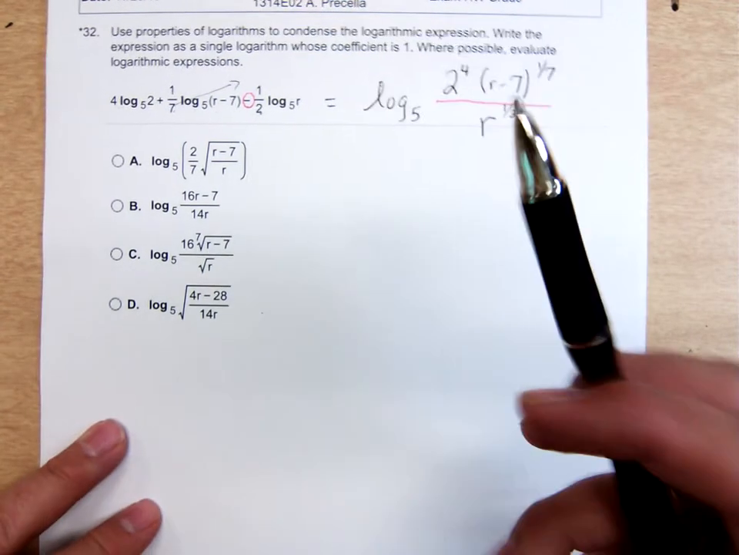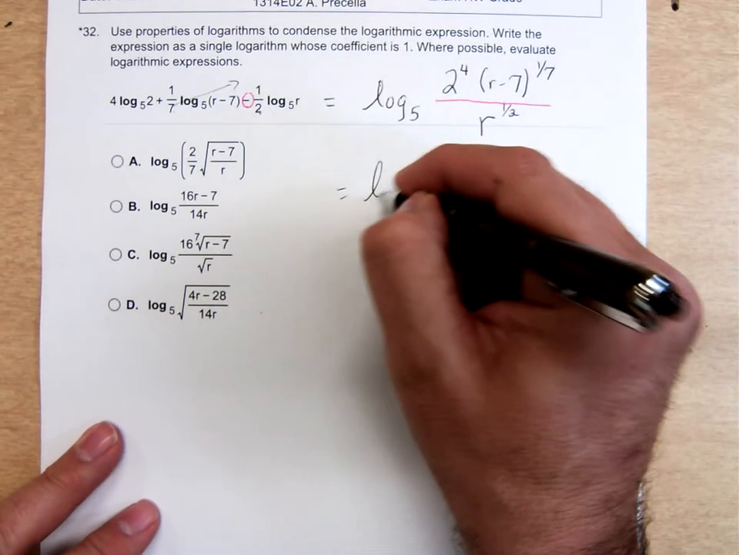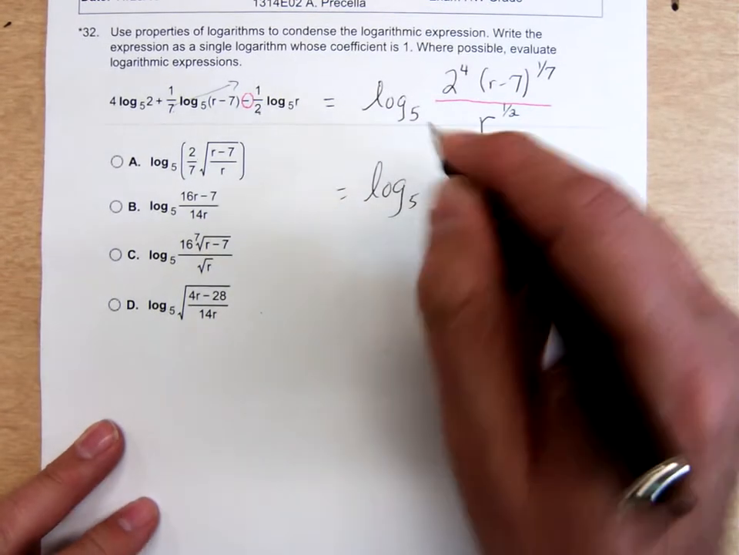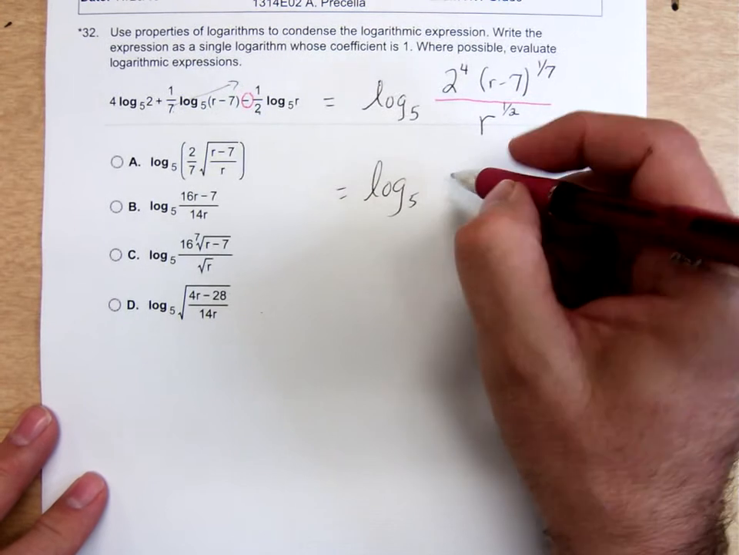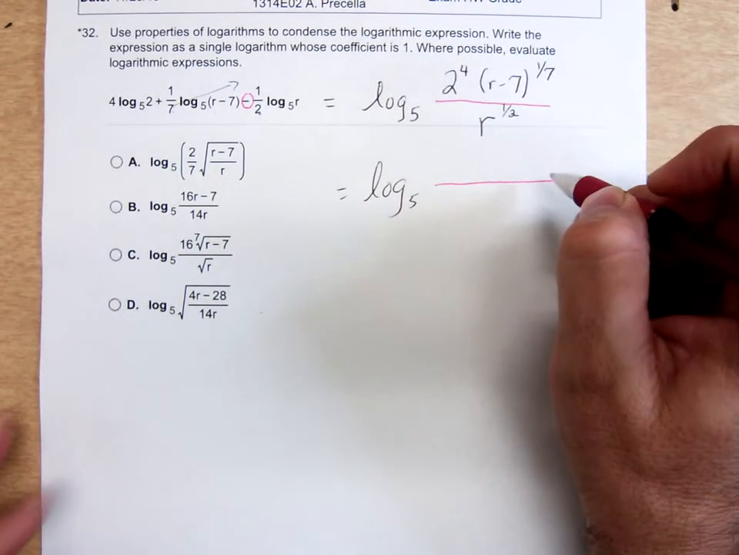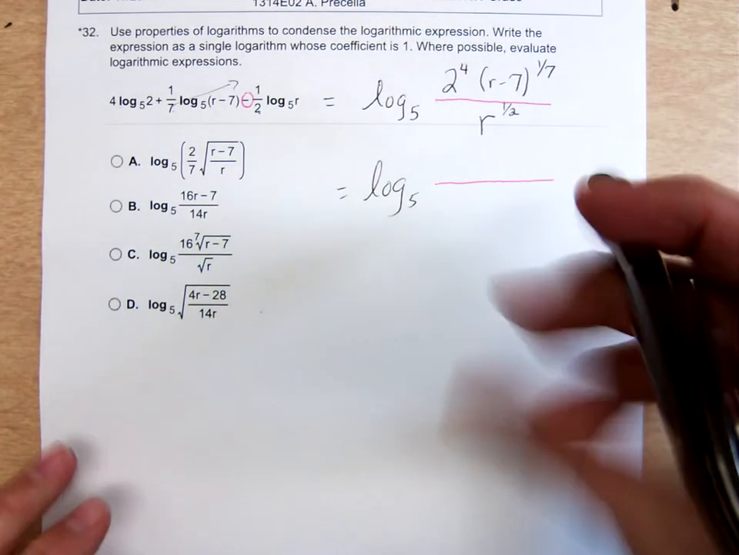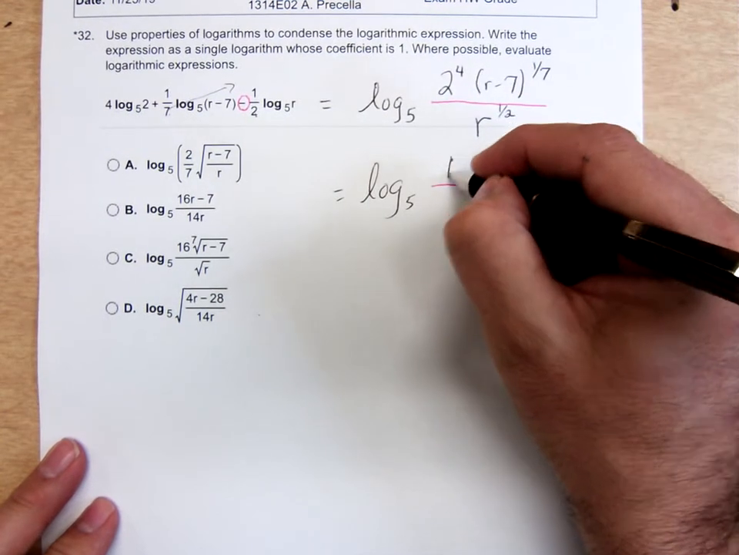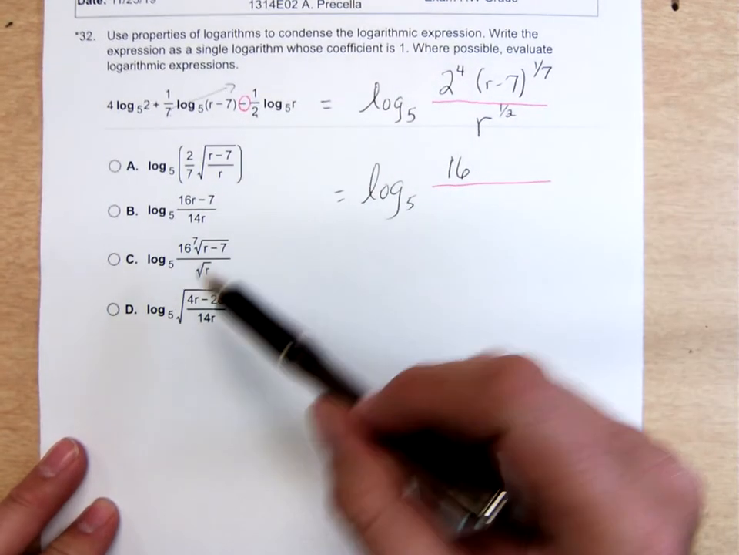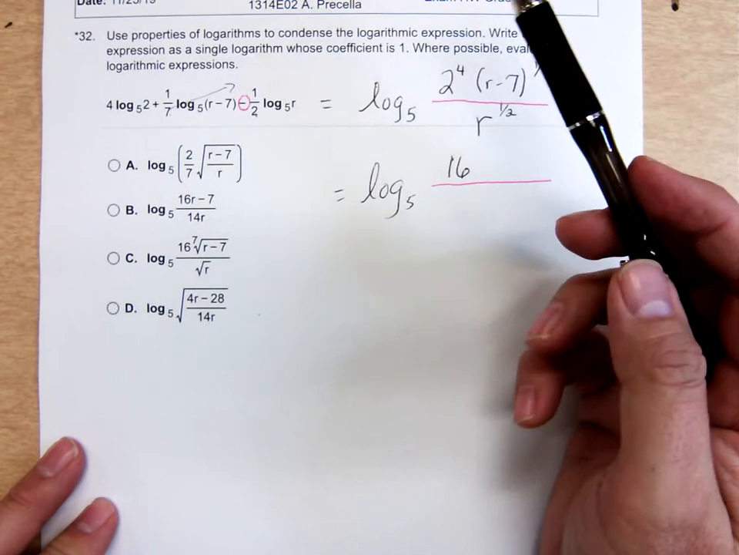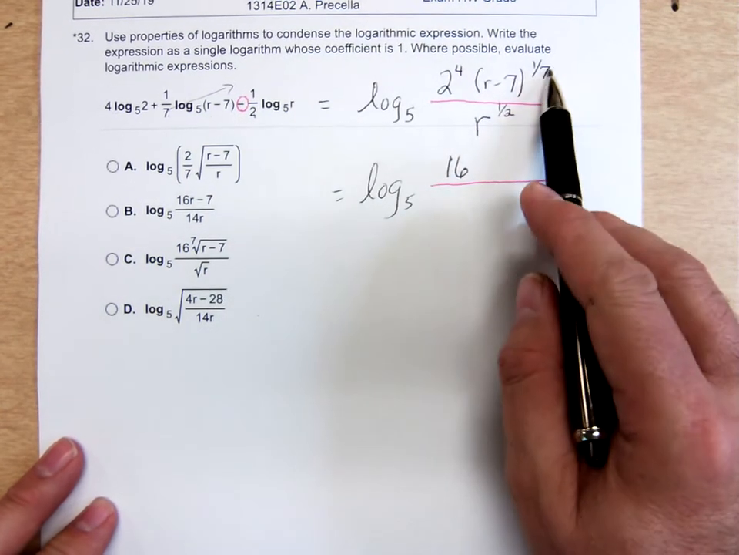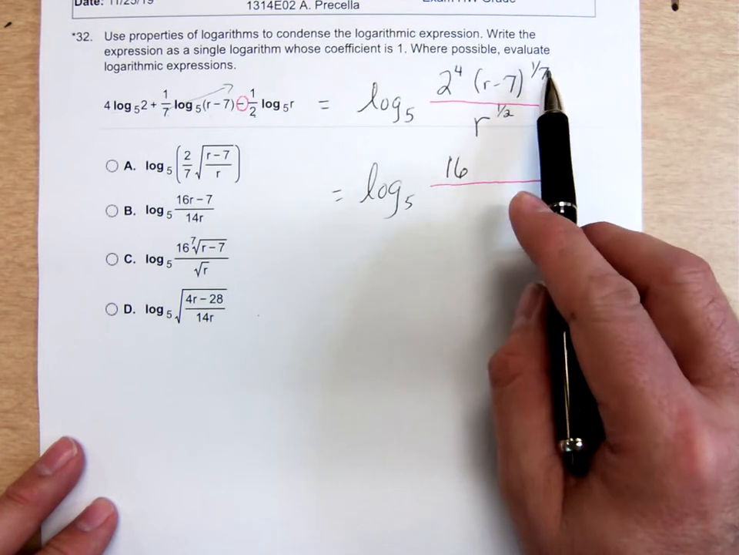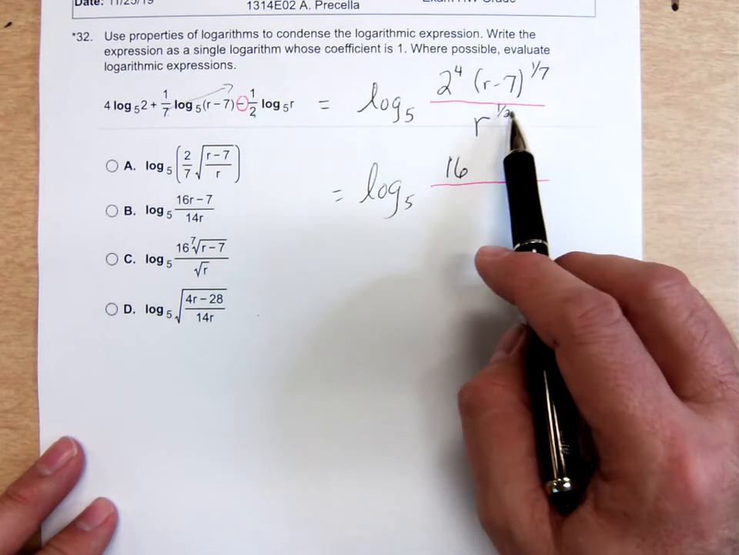Well, the 2 to the 4th is not 8. What's 2 to the 4th? 16. As soon as you know that, you can knock out A and D. It's either going to be B or C. Well, remember what these little fractional exponents mean. And that'll help you figure out whether it's B or C pretty quickly.